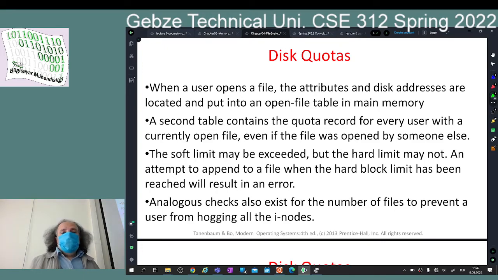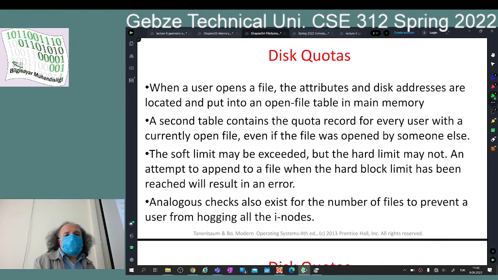Okay. Another issue that often comes up is these quotas. Usually, if you have a multi-user system, you like to limit each of your users in terms of how much disk space they can use.